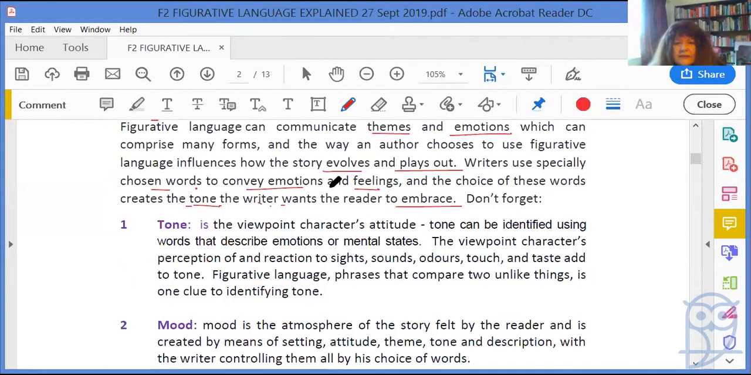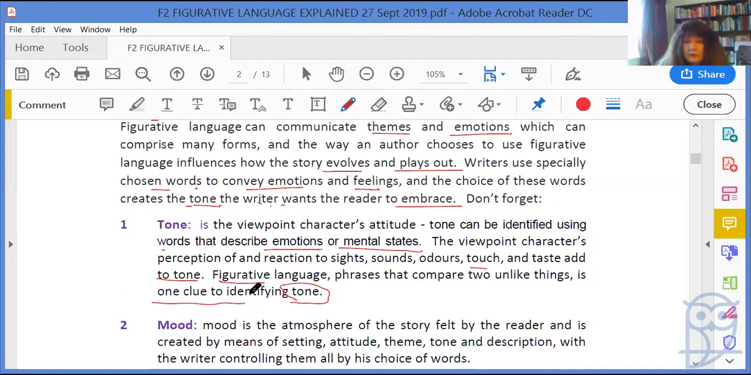Okay, now let's just remind ourselves what is tone? It is the viewpoint character's attitude. So the main person in your story is the viewpoint character, okay? And if it asks you in a comprehension who is the viewpoint character, you must write his name. You mustn't just say he is writing in the first person or something. You must put his name. Tone can be identified using words that describe emotions and other mental states, okay? The viewpoint character's perception of and reaction to sights, sounds, odors, touch, taste, all the feelings add to the tone. If you want to make it happy, or if you want to make it gloomy, if you want to make it tense, you're going to use adjectives and adverbs that describe those very feelings. So figurative language is one clue to identifying the tone of an extract, a passage, a poem, or narrative writing.